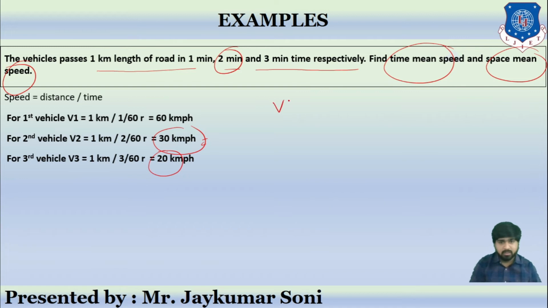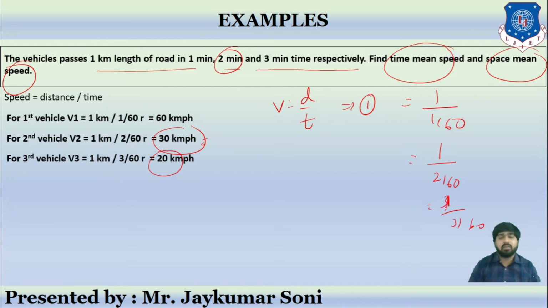See, it is like this, d by t. For the first vehicle it is 1 by 1 by 60. For the second vehicle it is 1 by 2 by 60, and for the third it is 1 by 3 by 60. 3 is the minutes and 60 is the total minutes of the hour. If you want to convert minutes into kmph, then this is how it can be done.